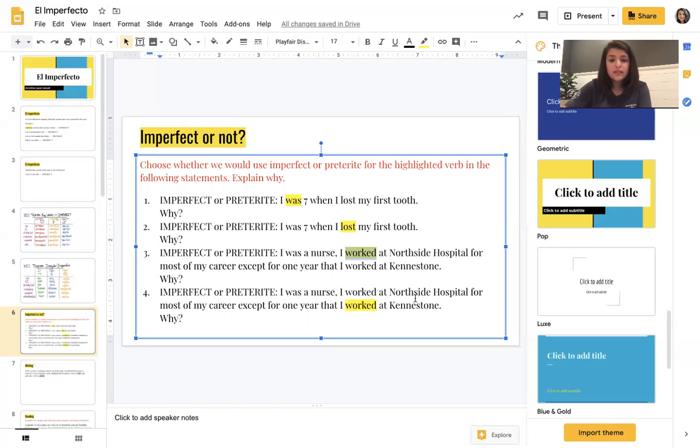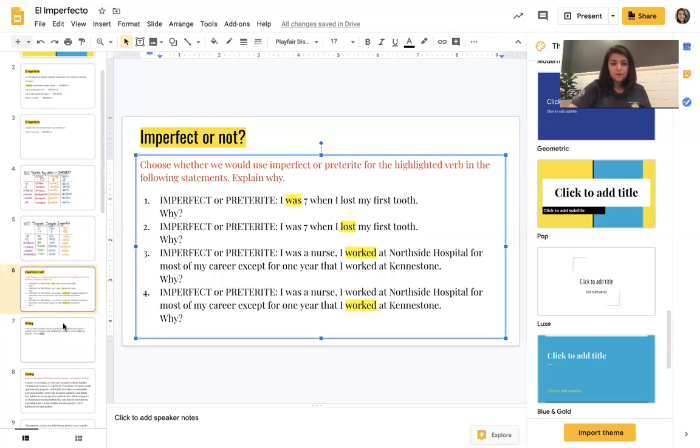Now number 4 is the same sentence, but I highlighted the second word, the second time that we have the word worked. So I was a nurse. I worked at Northside Hospital for most of my career, except for 1 year that I worked at Keystone. So that would actually be preterite because, why? Because I'm talking about the one time, the 1 year that I worked at Keystone. I was very specific about the time that it happened, the 1 year that I worked at Keystone.